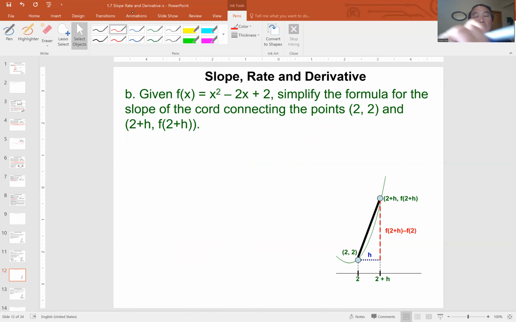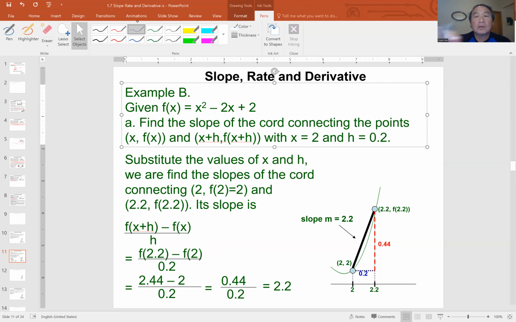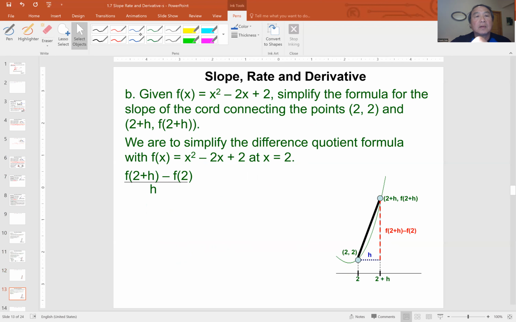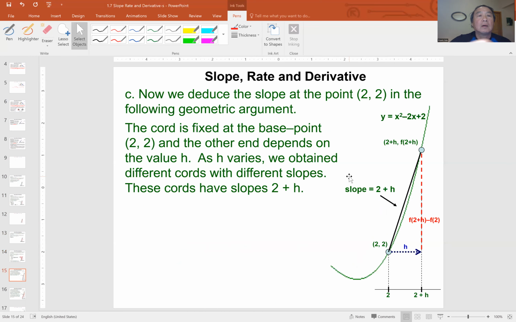Now, in this example, instead of using the 0.2 over here, I'm going to let this h float as a variable, then go through the same calculation of the difference quotient, and simplify these expressions. Then this is the algebra that we find out: the slope connecting the point 2 to here is 2 plus h. Now, from here we can deduce what must be the slope at the base point 2.